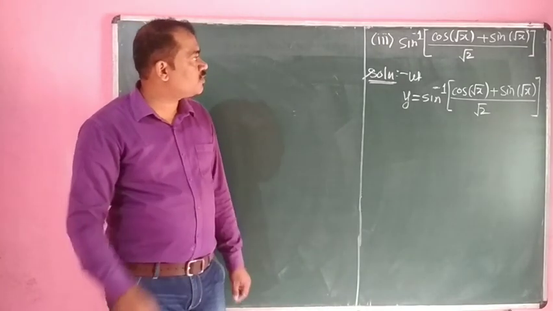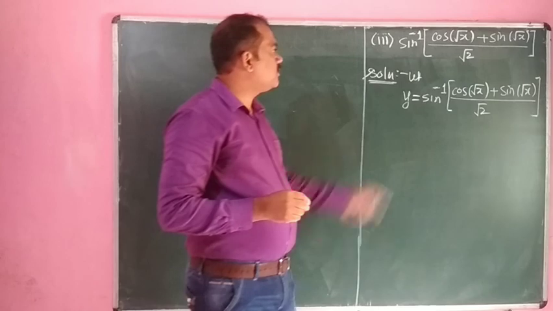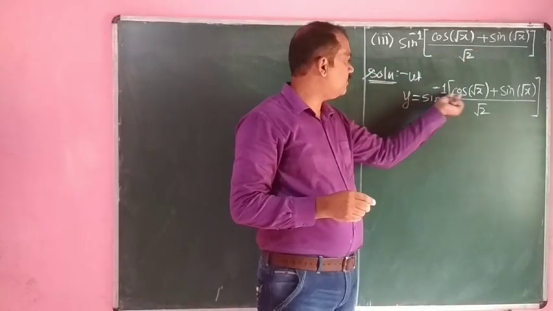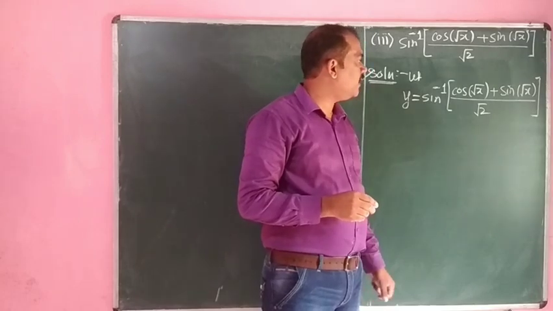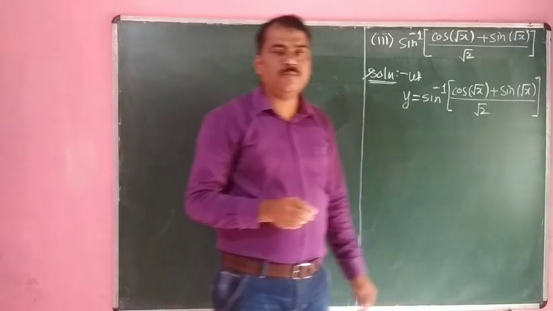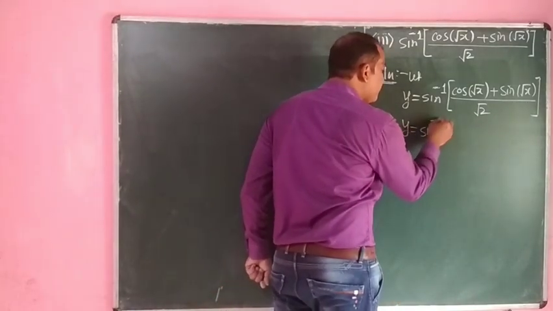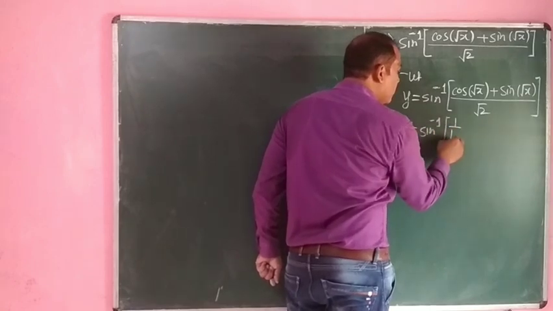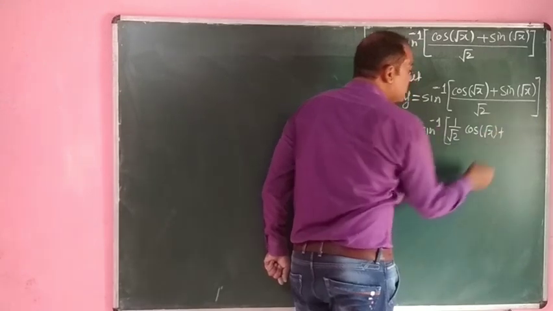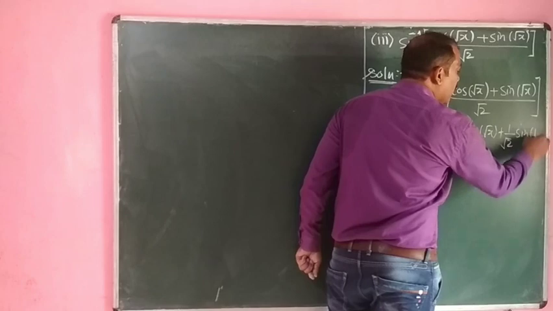Next example is sin inverse of (cos of root x plus sin of root x) divided by root 2. Let y be equal to sin inverse of (cos of root x plus sin of root x) divided by root 2. We have to separately divide the numerator by root 2. We get y equal to sin inverse of (1 upon root 2 into cos of root x plus 1 upon root 2 into sin of root x).